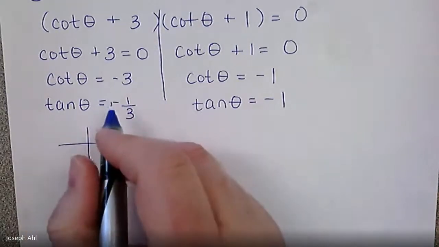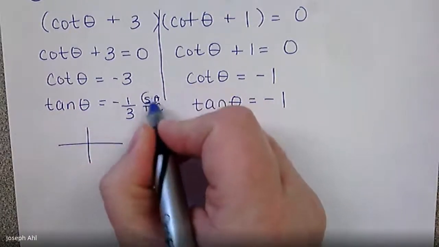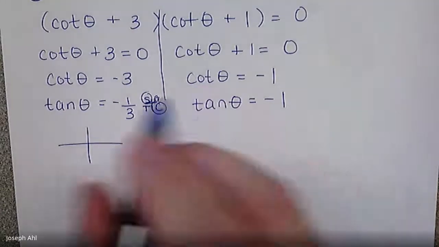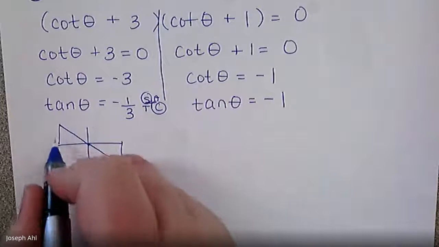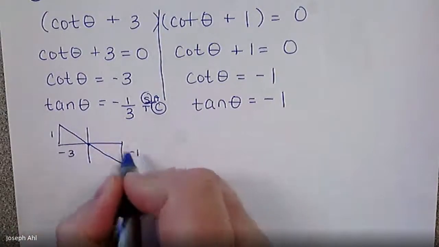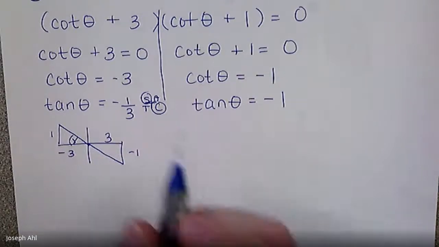Okay. So tangent is negative, all-star trig class. Where is tan negative? Tan's negative in 2 and 4. So we need a triangle in 2 and a triangle in 4. Okay, tan is opposite over adjacent. I want the reference angle x.